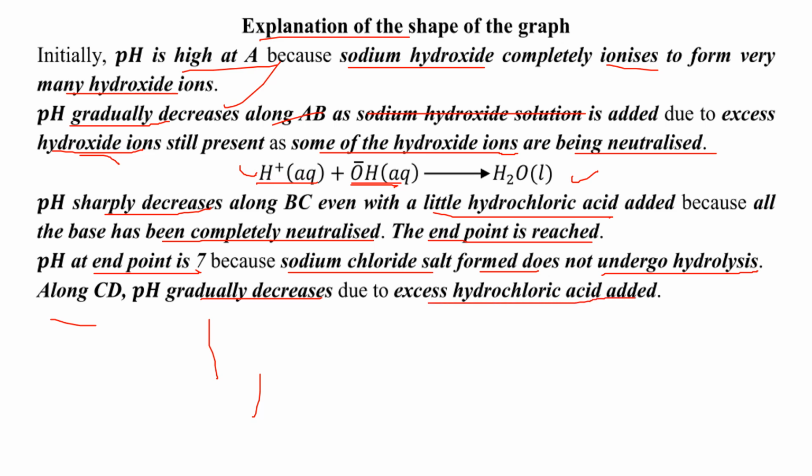As you are adding more, remember that at the end point you have neutralized all the hydroxide ions present. So as we are adding more of the hydrochloric acid, the hydrogen ions are just going to be in solution, and the more you increase hydrogen ions in solution, the more it decreases pH. So that's why pH is gradually decreasing from C to D. It's always due to excess reagent being added, which is always on your x-axis.